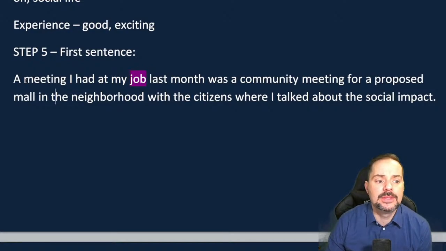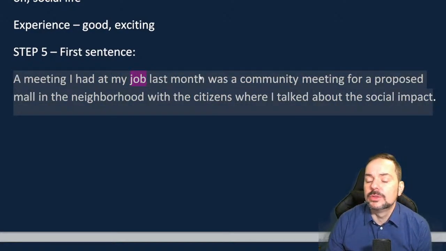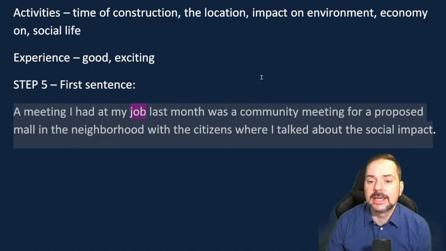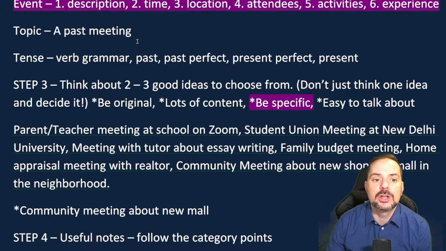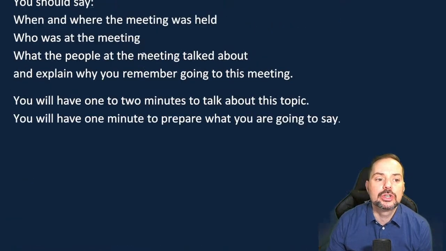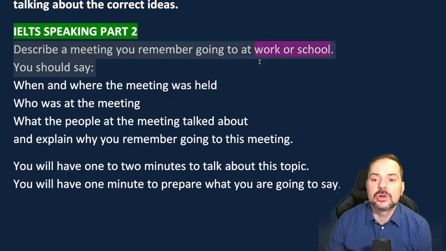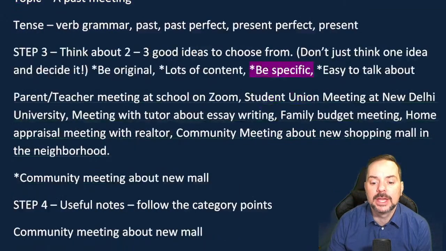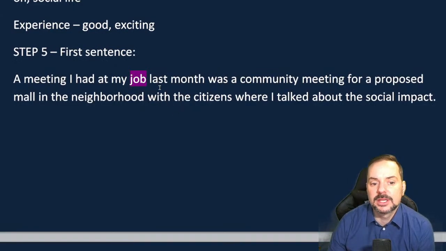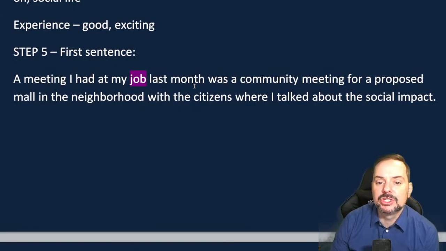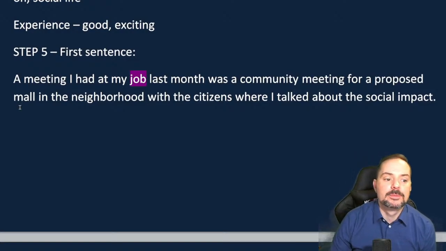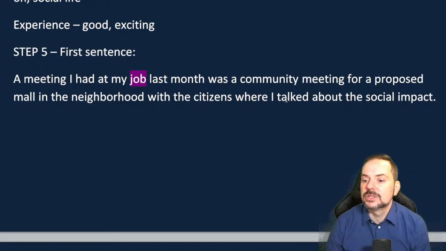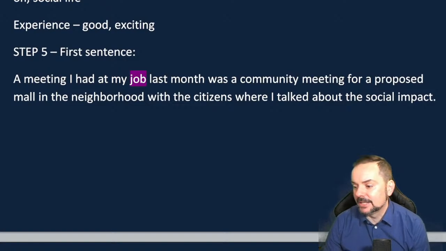When you're thinking about this, you can realize that it's school or work, because when you come up with that first sentence, you should look at this topic sentence one more time on the cue card. So: describe a meeting you remember going to at work or school, and then go, oh, okay, this has to be work or school, so I have to make this like my job. A meeting I had at my job last month was a community meeting for a proposed mall in the neighborhood with the citizens, where I talked about social impact.